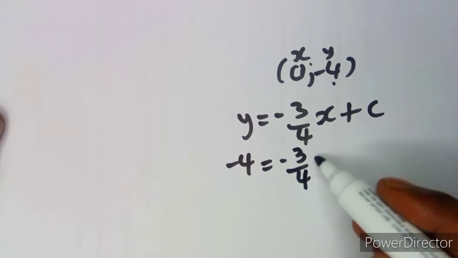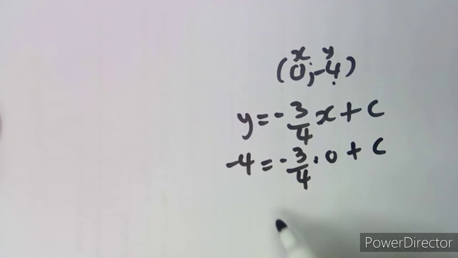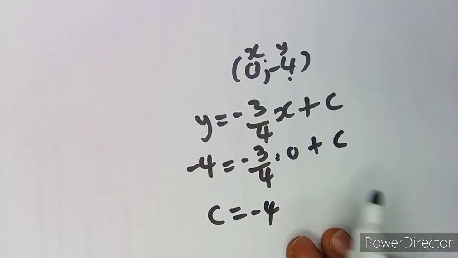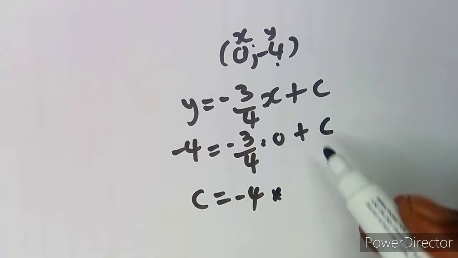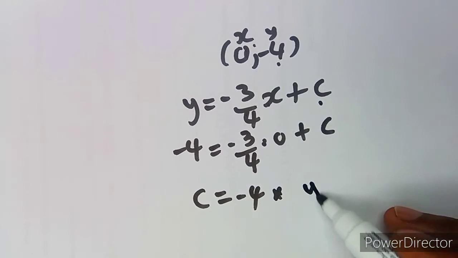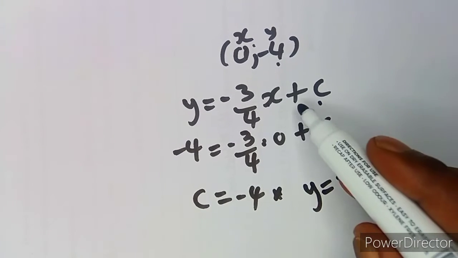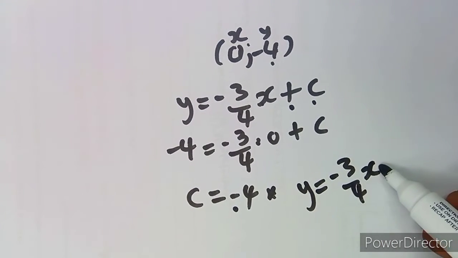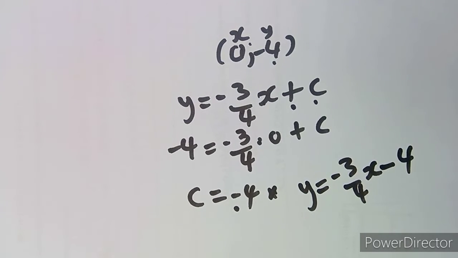So it's going to be minus 3 over 4 times 0 plus C. Any number times 0 is 0, which means C is going to give us minus 4. So if C is minus 4 in this case, we now substitute into this part, which is y is equal to minus 3 over 4x minus 4 like that. Take note, that's what we had for this part.